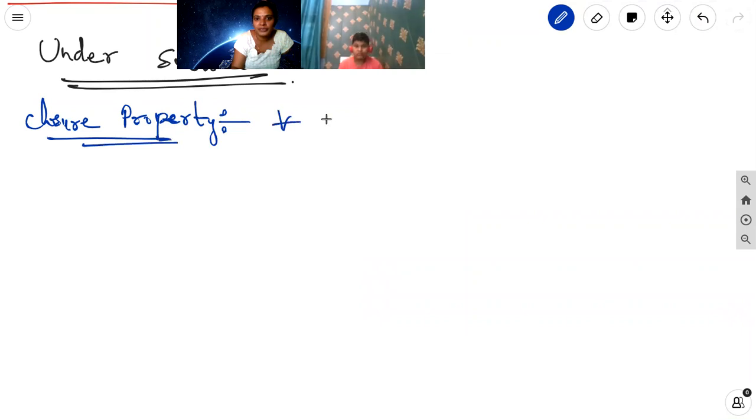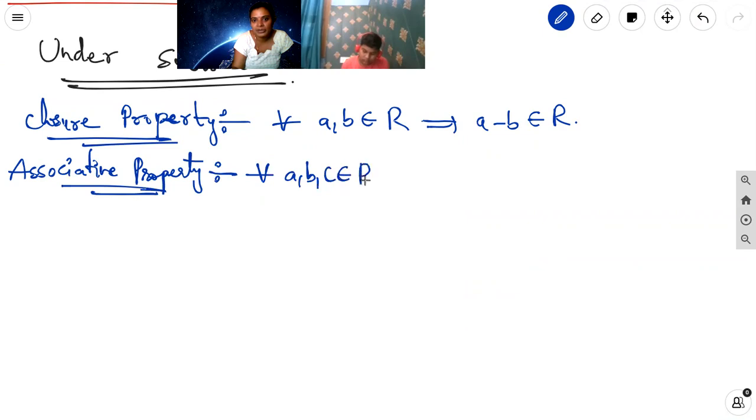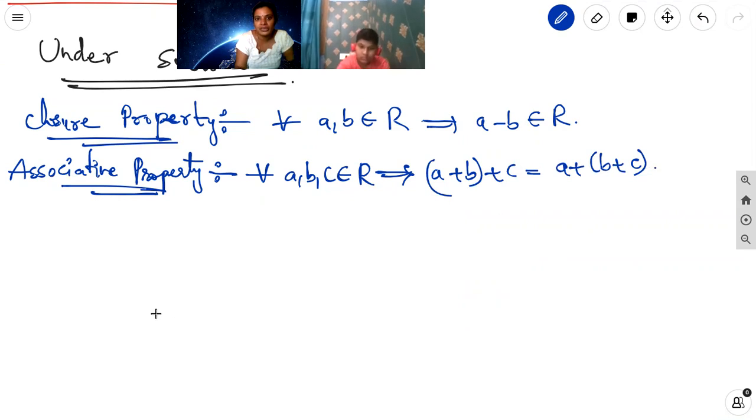Closure property means for all A, B belonging to some set R, A minus B belongs to R. That is the closure property. Associative property: for all A, B, C belonging to capital R, (A plus B) plus C equals A plus (B plus C). That is the associative property.